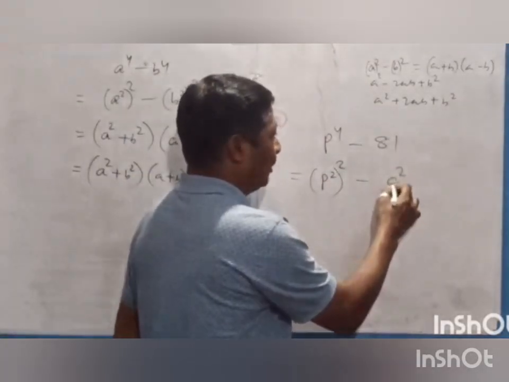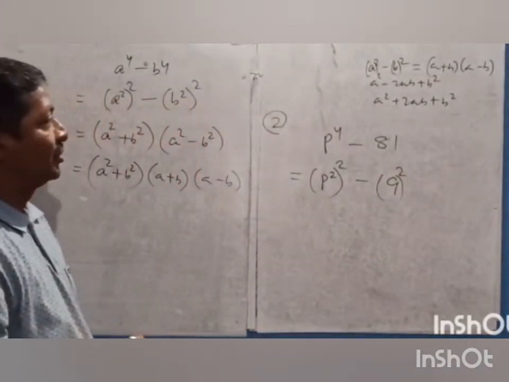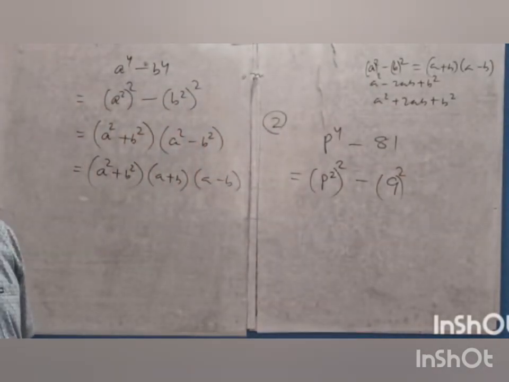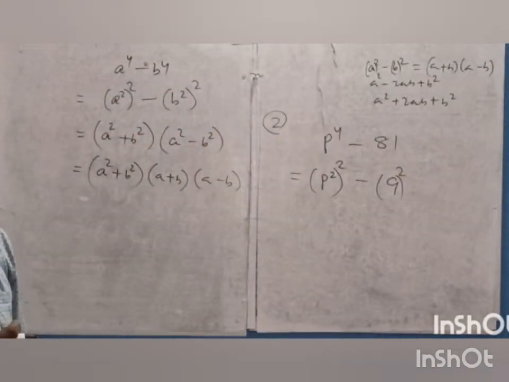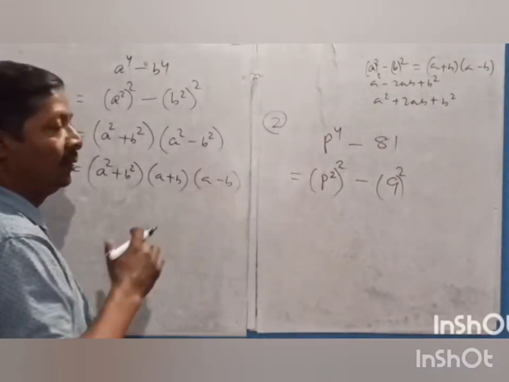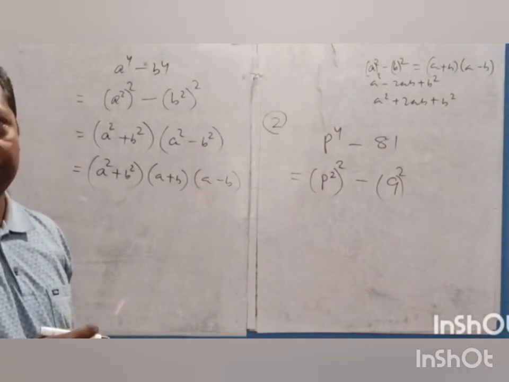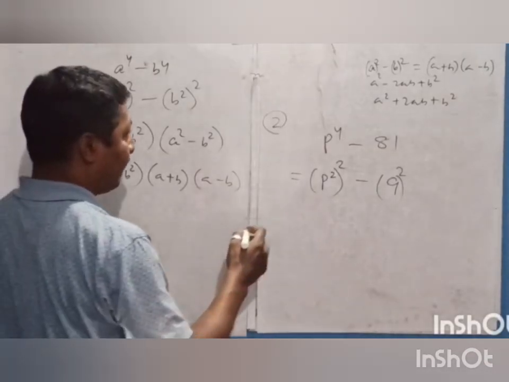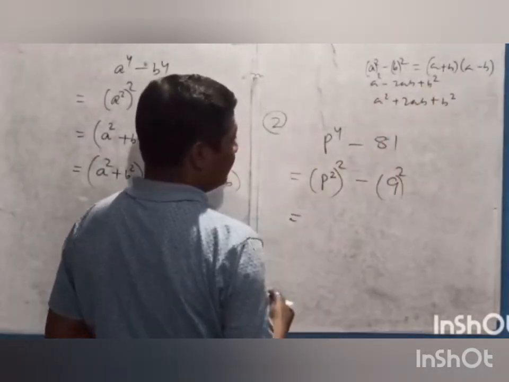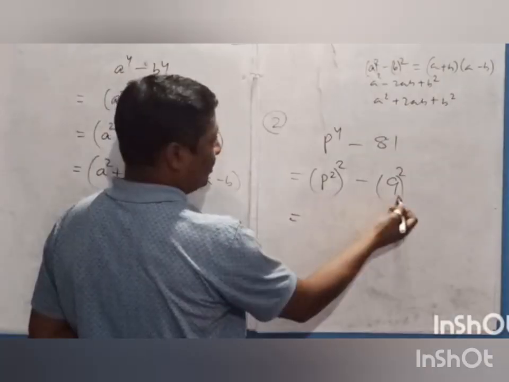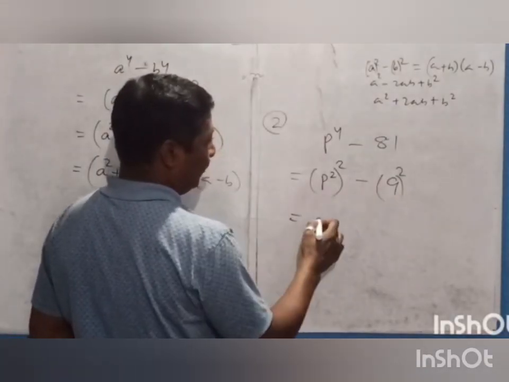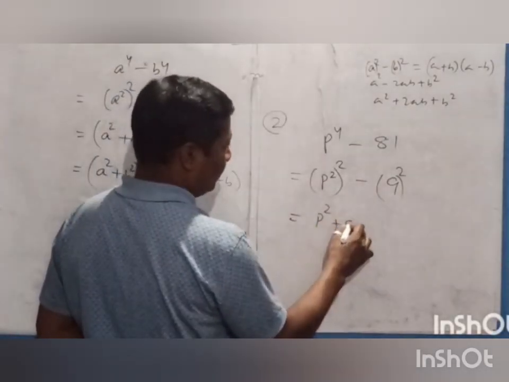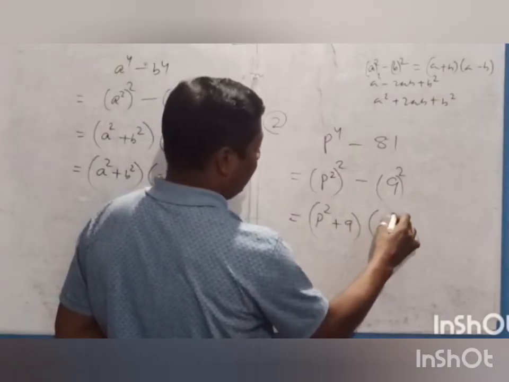9 square. So I have always suggested you to learn by heart the square values from 1 to 20 in your mind so that you will solve the problem in very less time. Now put the expression. This is a, this is b. a is p square, b is 9. So a plus b, a minus b.